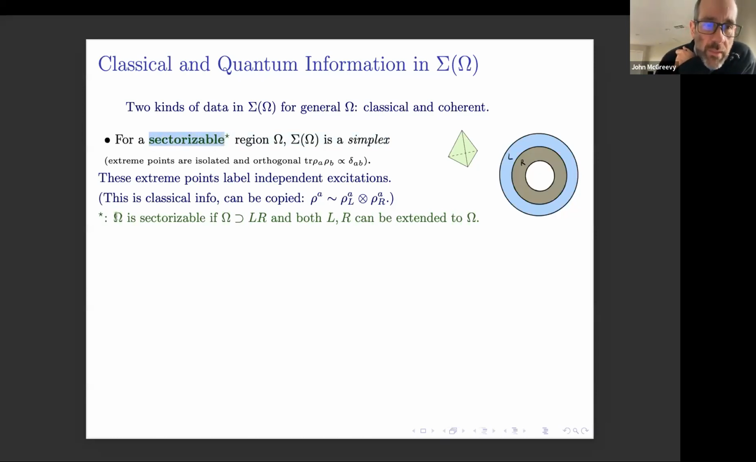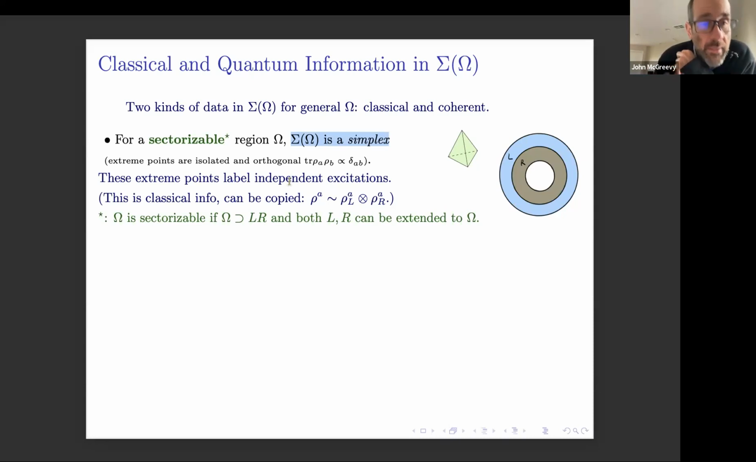So a region is said to be sectorizable if you can cut it into 2 parts, L and R, each of which can be extended to the whole region. So here's a picture. An annulus is sectorizable because I can divide it into L and R, each of which is again an annulus, each of which can be extended by adding little balls back to the original region. And the theorem is that if a region is sectorizable, its information convex set is a simplex. So if the region looks like this, the information convex set looks like this. And the extreme points label independent excitations, which we can think about as anyon types.